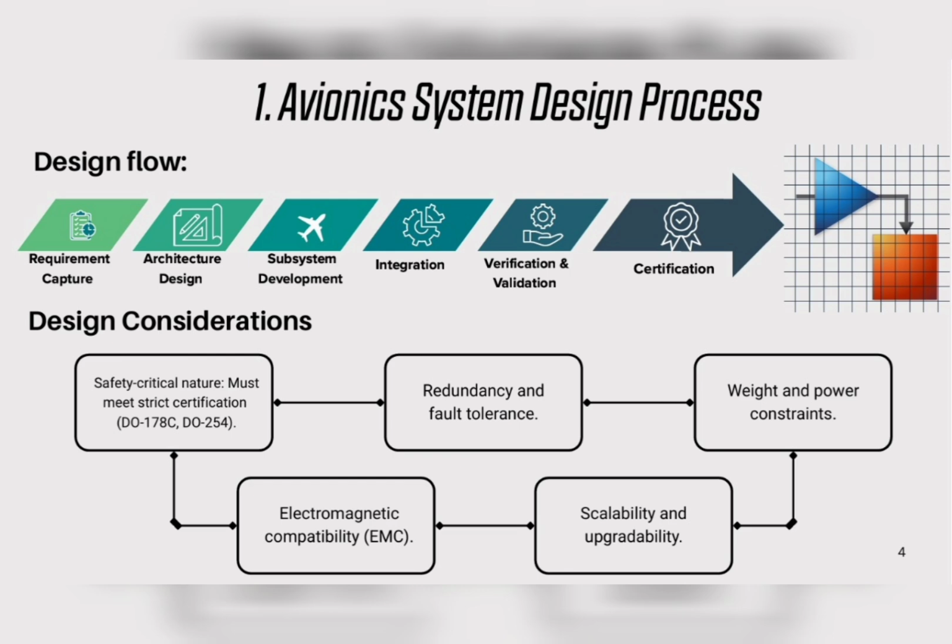Now, before diving deeper, it's important to list the main design considerations engineers keep in mind. Avionics must meet rigorous certification standards, primarily RTCA DO-178C for software and DO-254 for hardware. The design must provide redundancy and fault tolerance, handle strict weight and power budgets, be electromagnetically compatible, and be scalable and upgradable. These constraints influence architecture choices, whether to use integrated modular avionics, IMA, distributed electronics, or dedicated line-replaceable units.